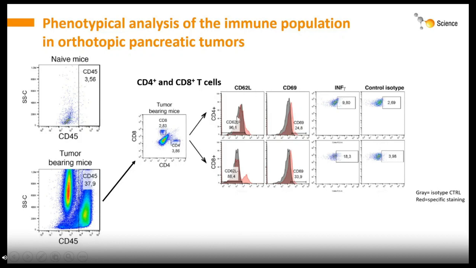CD62 ligand, and the expression of CD69 was about 24% for CD4 and 33% for CD8. Since these phenotypic markers cannot conclusively determine if infiltrating T cells are truly naive or functionally inactive, we also measured the intracellular level of the effector molecule interferon gamma, and our data show that 10% of the CD4 and 18% of the CD8 T cells from tumor produce interferon gamma, suggesting an activated phenotype.